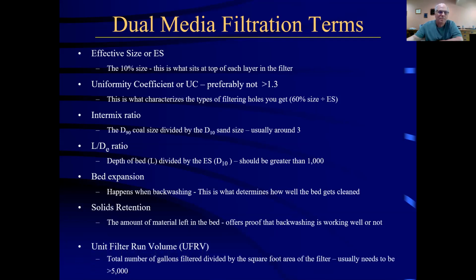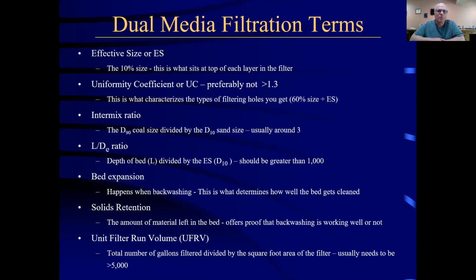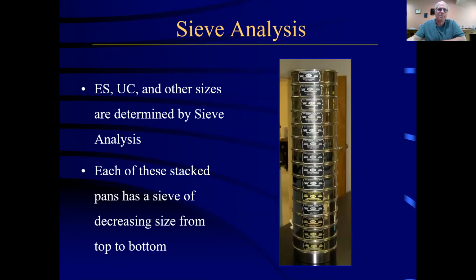We'll talk about that. And the other is unit filter run volume, or gross production, or whatever they want to call it. It's the number of gallons filtered by the number of square feet area of the filter. Usually needs to be at least 5,000 to get approval from your state regulator. Generally, when you run these, if you can get 8,000 or 10,000 unit filter run volumes, you're doing pretty good on your bed. That's good. Some operators like to run 15,000 or 20,000. I think that's a little bit too much, but that's up to them.